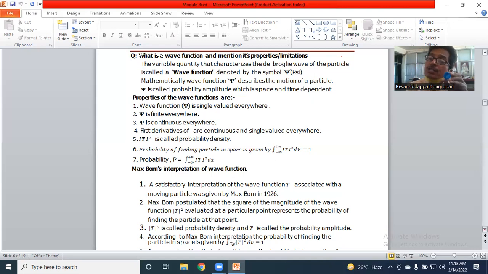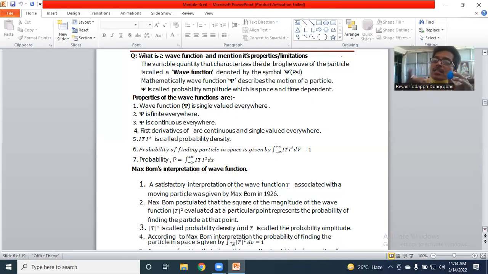If the boundary values, 0 and 1, are unknown, so how many centimeters it starts and how many centimeters it ends is unknown, it is infinite. For that, what will you write? Integration from minus infinity to plus infinity. Write sin square into dv is equal to 1.